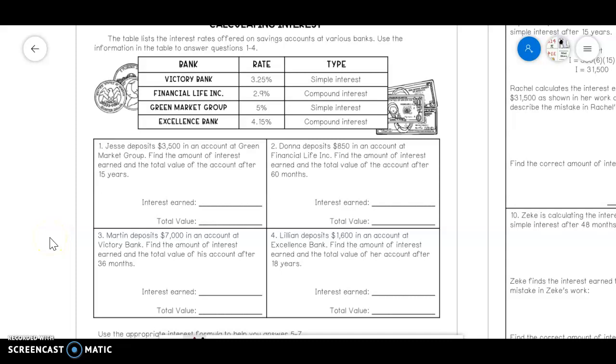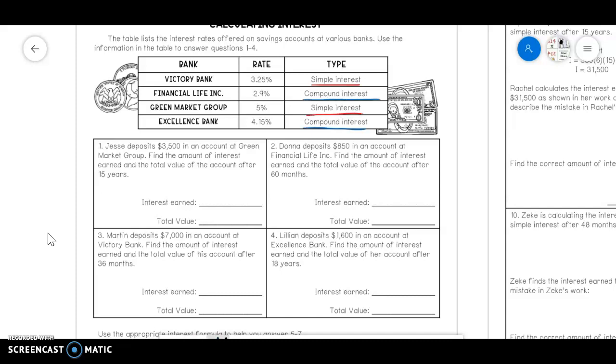I'm going to do 1, 2, 3, 4, and 10 with you. And then in the Google form will be 5 through 9. So we need to make sure we're reading real carefully and we're paying attention to what type of interest we need to find, as far as if it's simple interest or if it is compound interest.